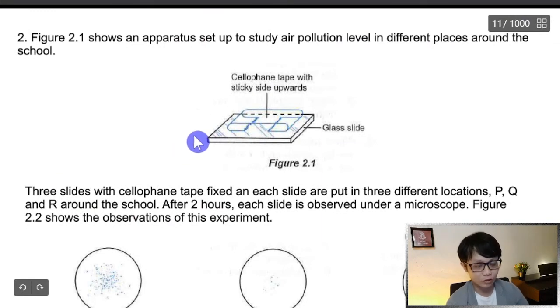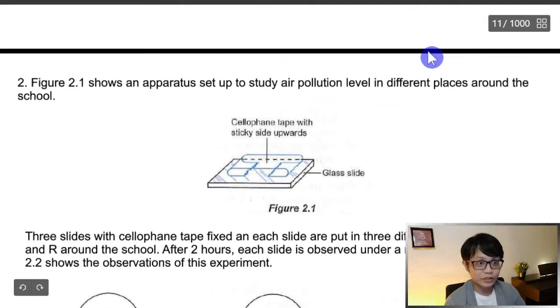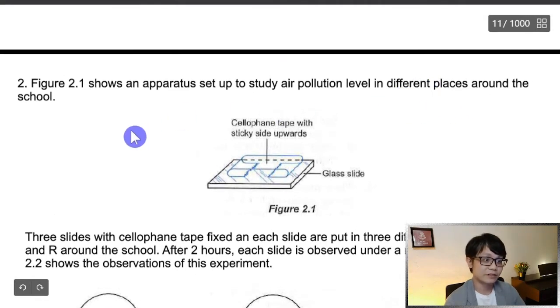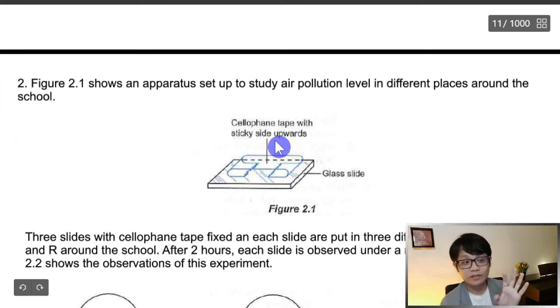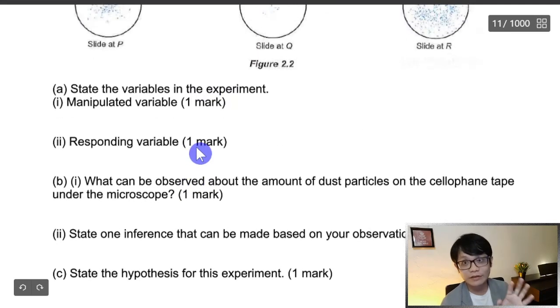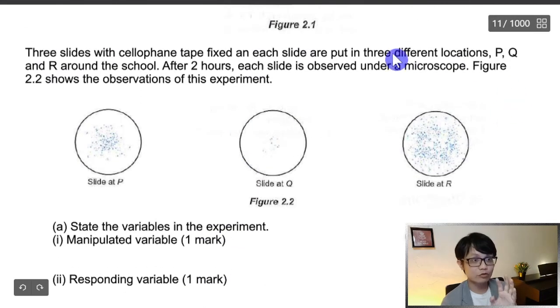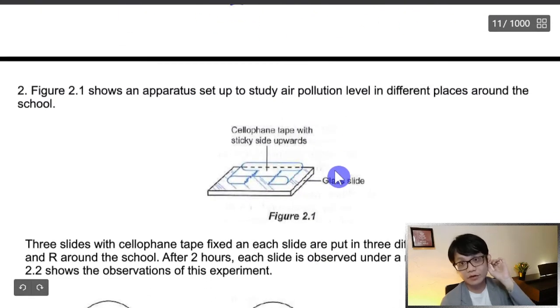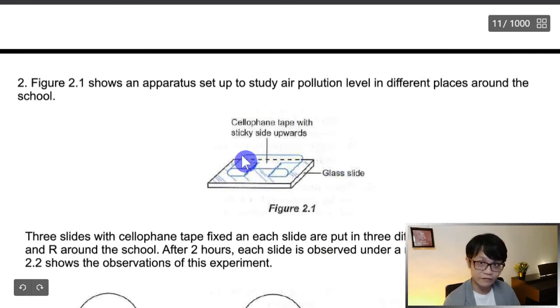This is part 2. Okay, figure 2.1 shows an apparatus set up to study air pollution level in different places around the school. So basically, a lot of students didn't read the question. They just straight away start to do, then they say it's very difficult. Remember to read the question. As I mentioned, anytime you can pause the video and try to do it by yourself first. That's to get the best out of this video.